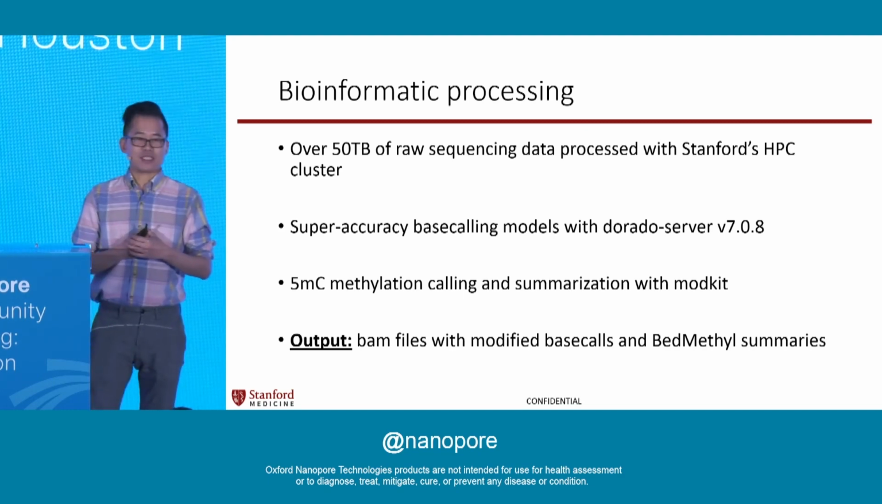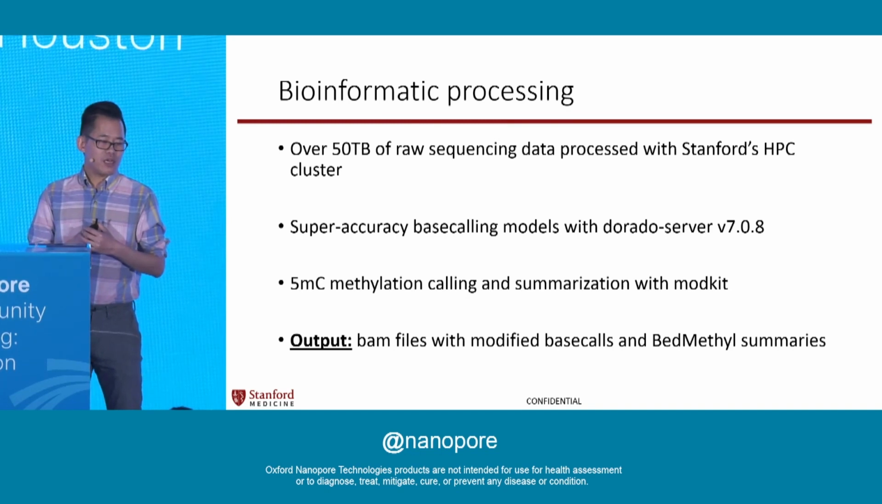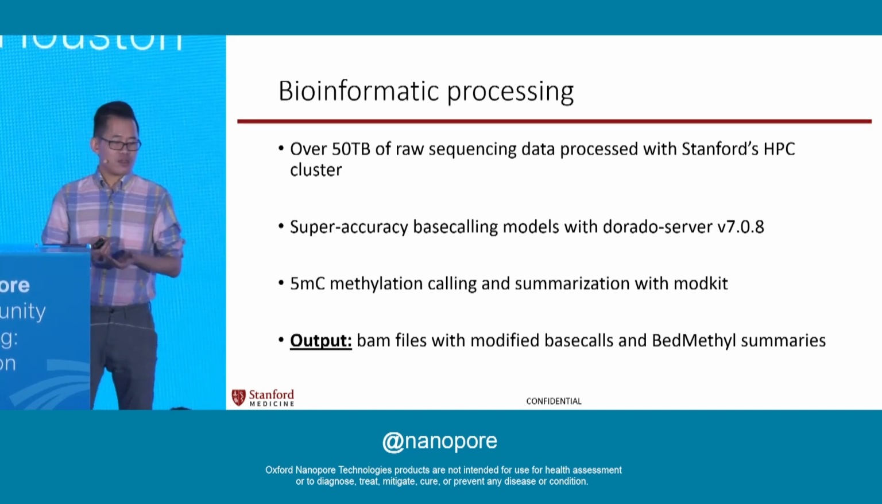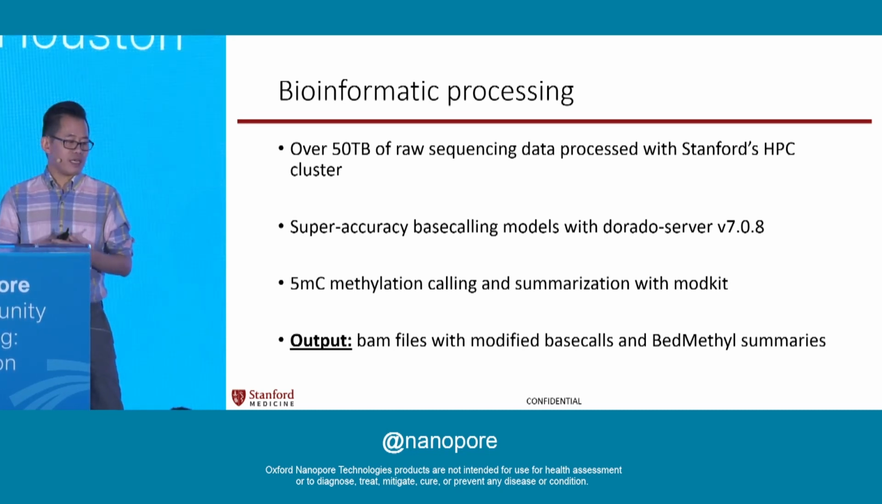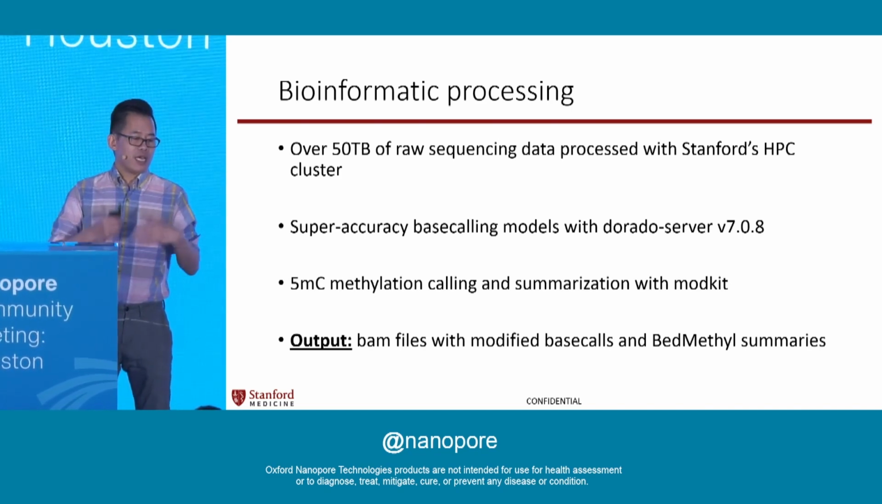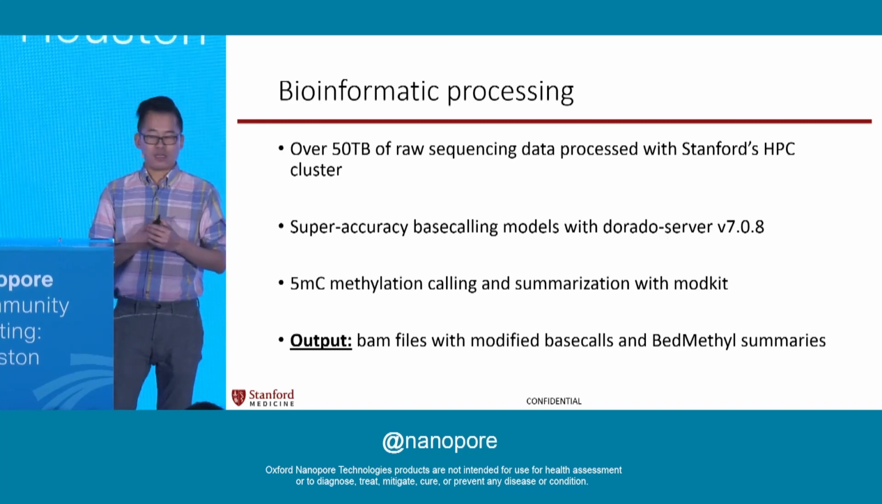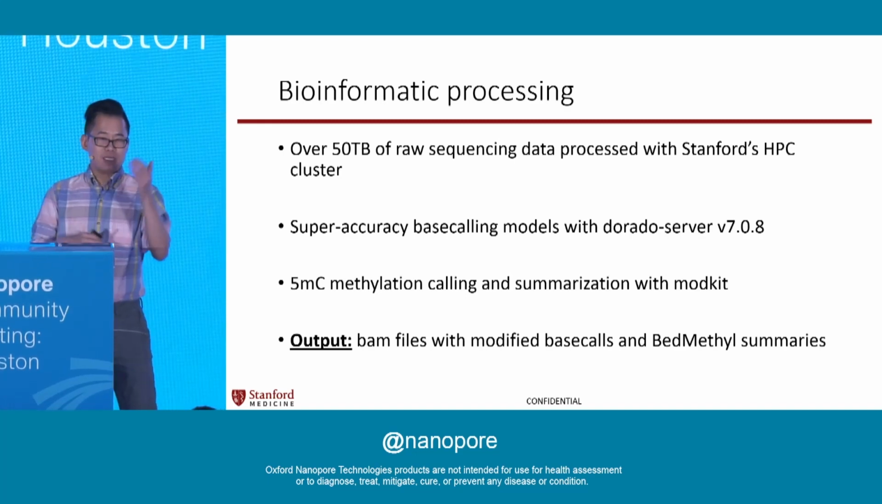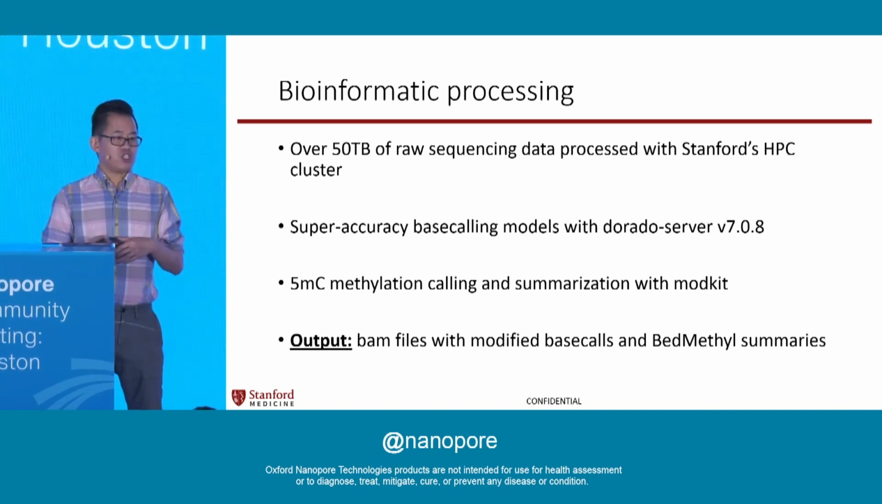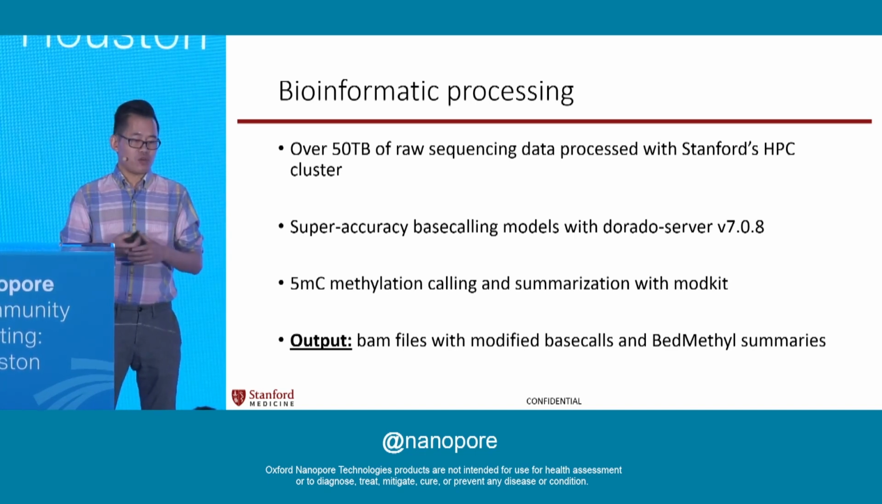This was processed with Stanford's high-performance computing cluster. We harmonize all the base calls using Dorado server 7.08. I think it's about a version behind now. This generates methylation calls, and we summarize everything with ModKit. The output that we'll put into our model itself is BAM files with modified base calls and bed methyl summaries, which is basically a tabulation of every site in the human genome where we detected methylation or canonical bases.